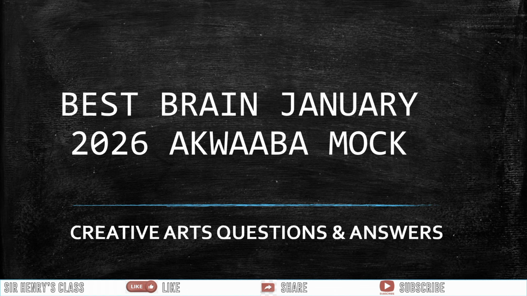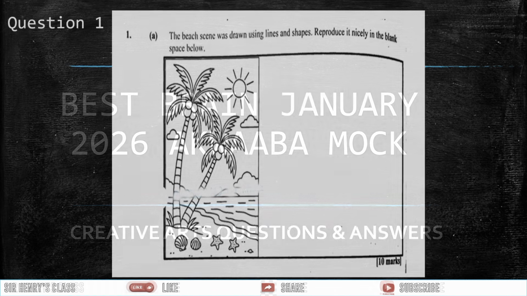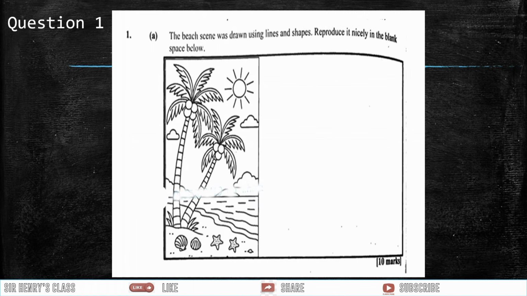So this is Best Brain Creative Art Questions and Answers. Number one, there is a question where you've been asked to reproduce the diagram here into the empty space here. So you just look at the picture and then you redraw it into the shape to get your 10 marks.